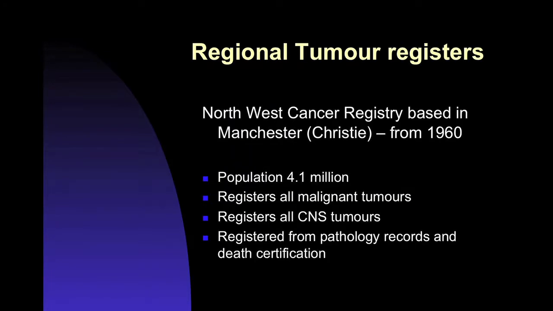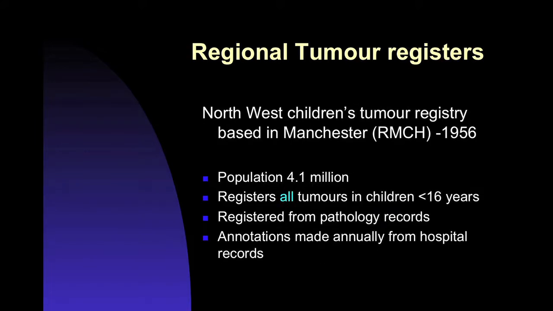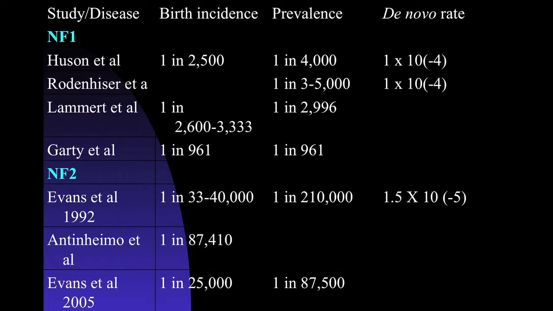So how common are the conditions we're talking about? Well, we've been able to map our really good epidemiology in the northwest of England with a cancer registry, a children's tumor registry, and a genetic registry. And we've been able to, therefore, identify the likely incidence and prevalence of these conditions. So incidence is the number of people born with a faulty gene, and prevalence is the number of people living in a population with a diagnosis of NF2.